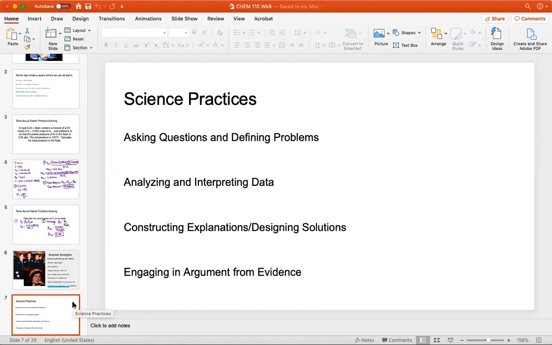So you might be wondering why I always show these science practices, and that's because I want you to see that every time you come to class and engage in learning the material for chemistry, you are doing the work of being a scientist. So you are already scientists. In fact, by asking questions and defining problems, analyzing and interpreting data, by constructing explanations or designing solutions, and by engaging in argument from evidence, you are engaging in science practices.